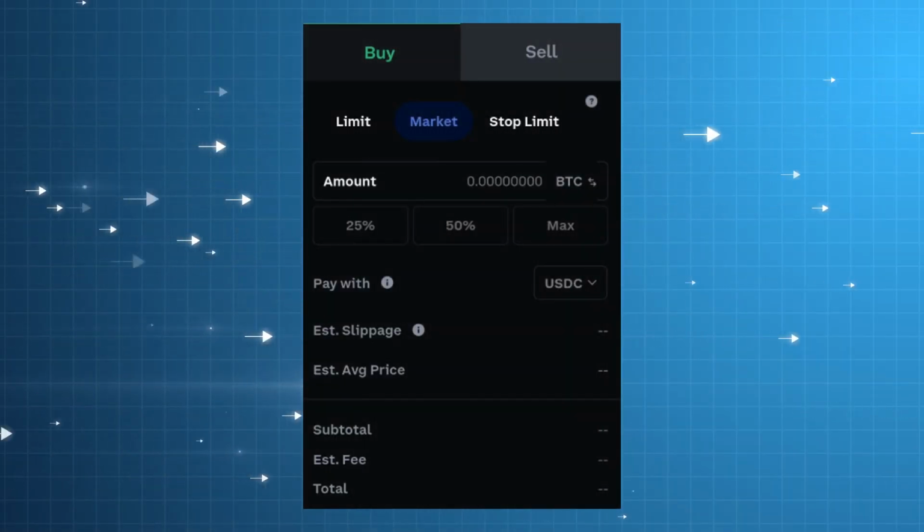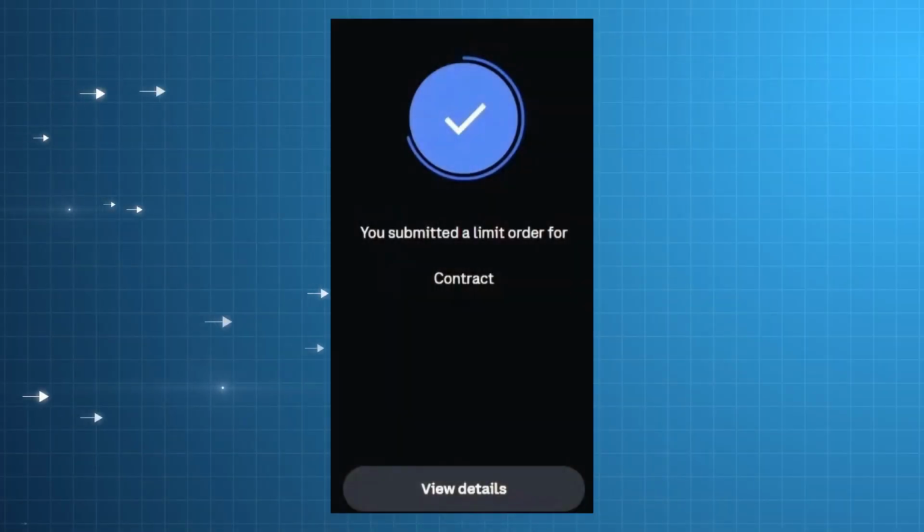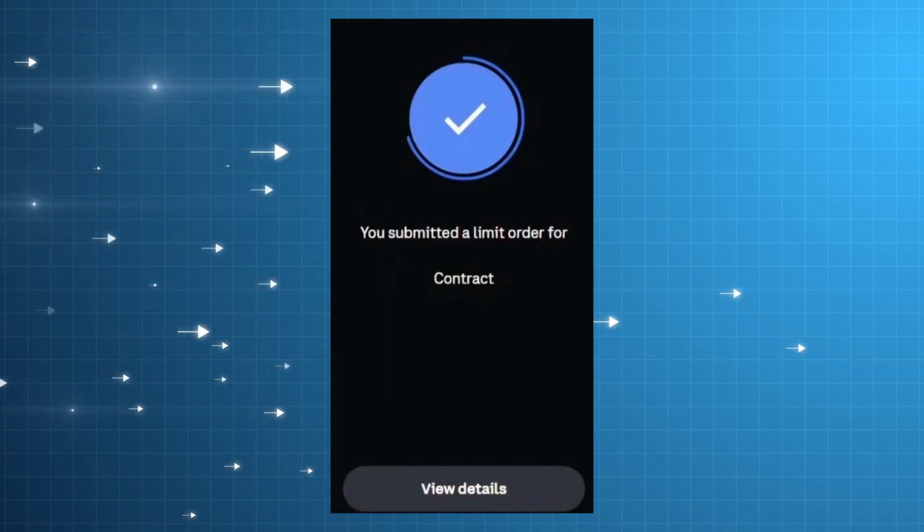Keep an eye on your liquidation price and use stop-loss orders to help protect against large losses. Important note, leverage trading is risky. You can lose more than your initial investment if the market moves against you.